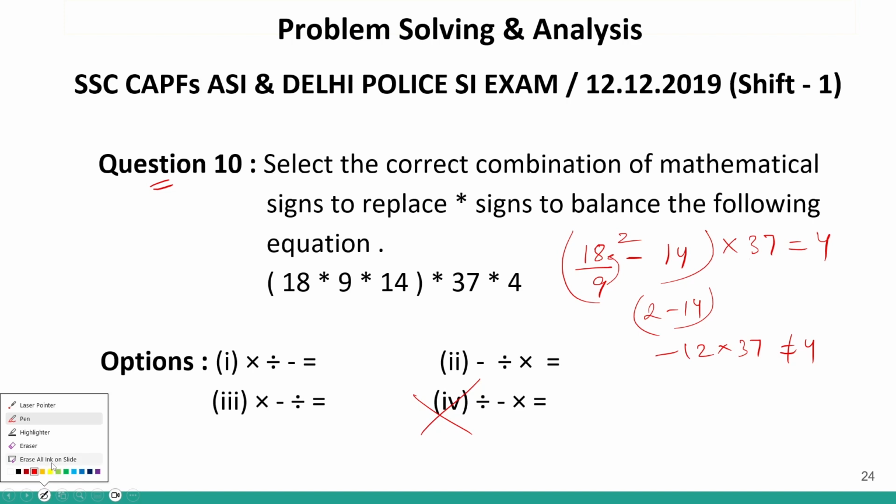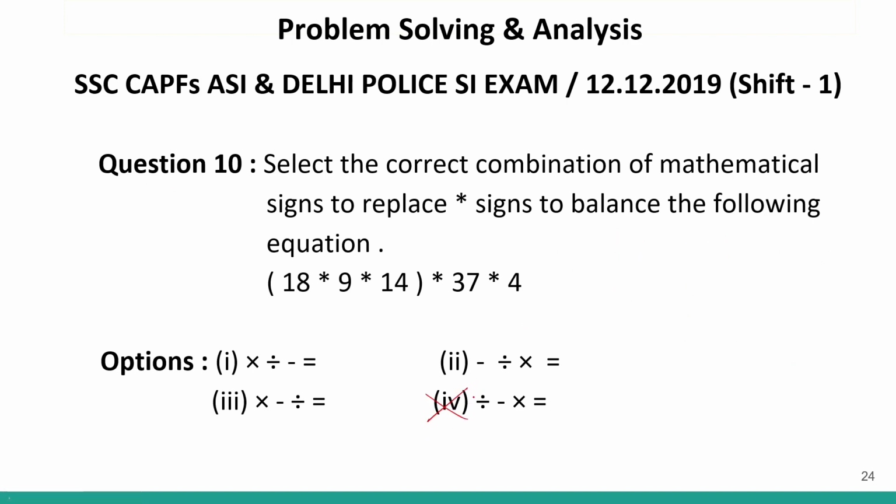Correct? Now, let us check with option number 3. We have already eliminated option number 4. Option number 3 will be 18 into 9 minus 14, divided by 37, will be equal to 4. Now, let us check. So, 18 into 9 is 162. Correct? 18 into 9, 162. Minus 14 divided by 37. We have to see whether it is equal to 4 or not.